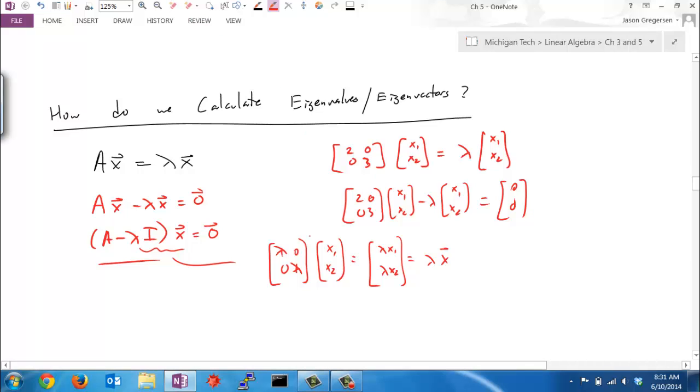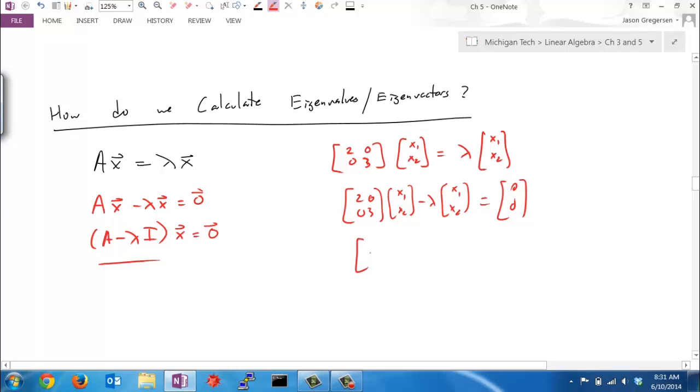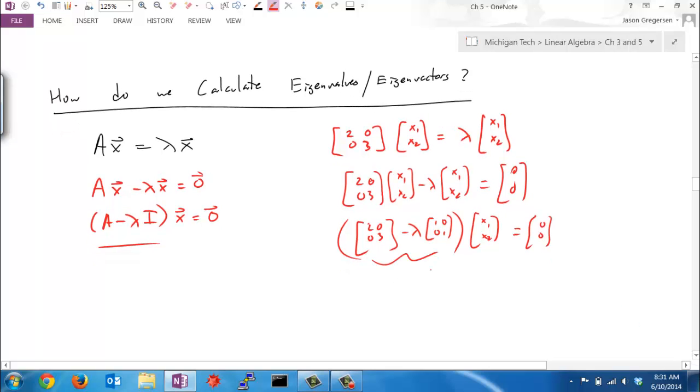Okay. So I get to this thing. Up here we'll write that out as well. 2, 0, 0, 3 minus lambda times identity. I'll just write in identity here. All that times x1, x2. And then I can actually calculate this thing here. If I do that calculation, the result is 2 minus lambda, 0, 0, 3 minus lambda.